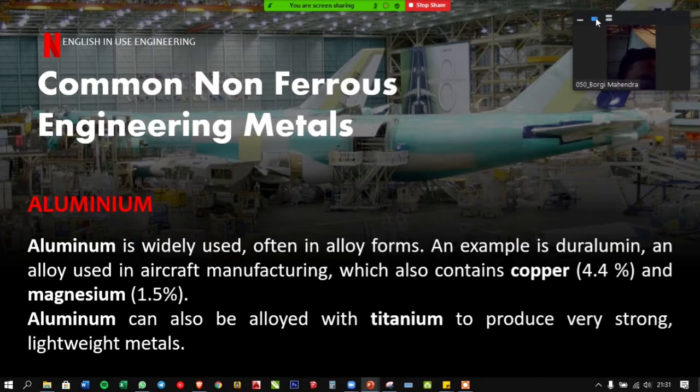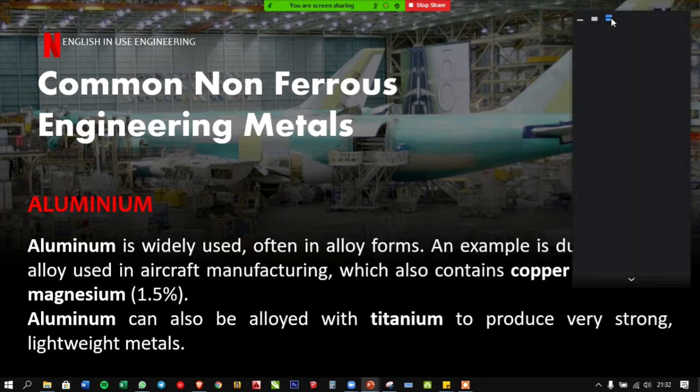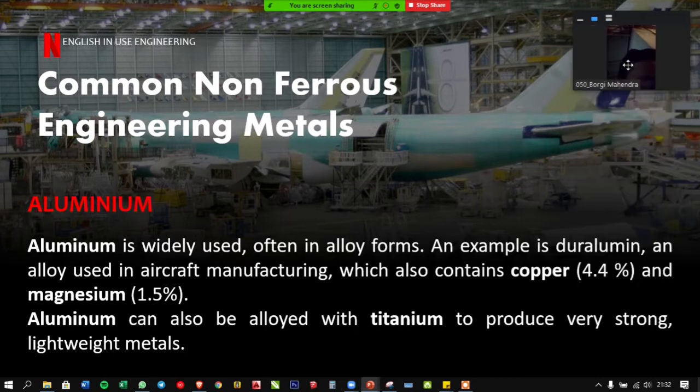Aluminium is also widely used, often in the form of alloys. An example is duralumin, an alloy used in aircraft manufacturing, which also contains copper 4.4% and magnesium 1.5%. Aluminium can also be alloyed with titanium to produce very strong and lightweight metals.